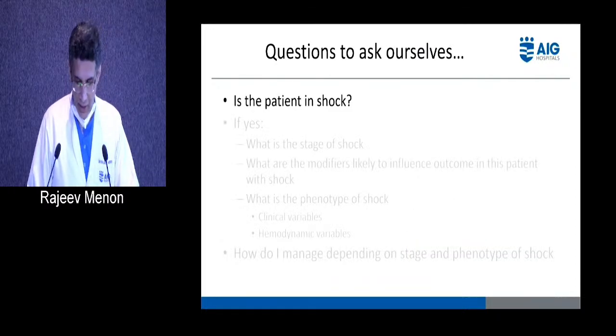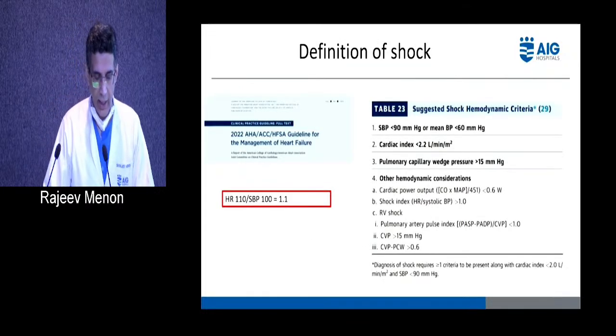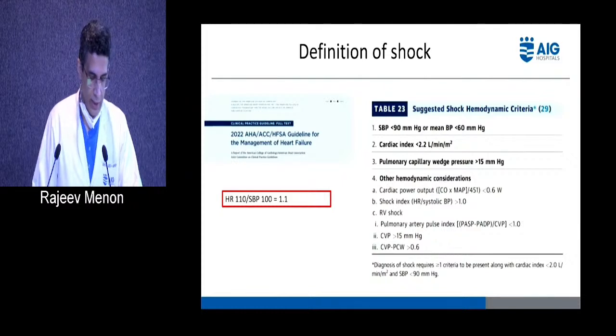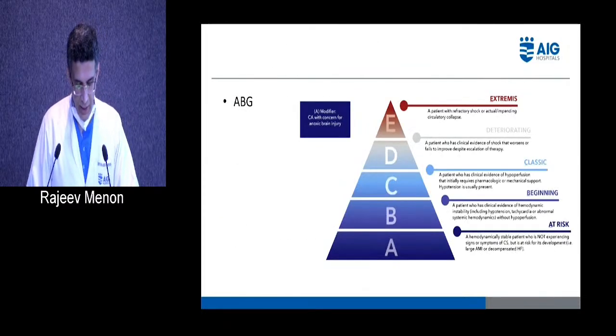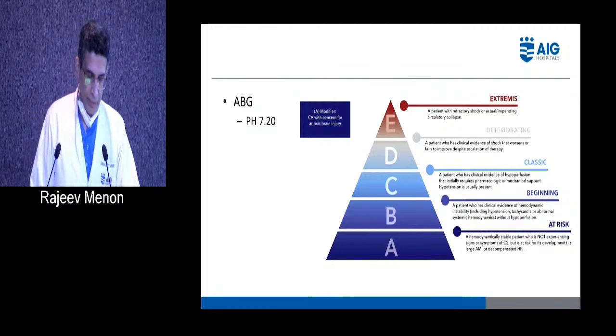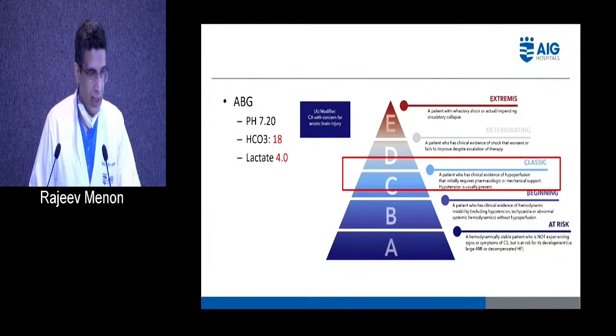So in this particular patient, if you look, the heart rate is around 110 and systolic blood pressure is around 100. So already he is hovering around that shock range. The shock index is more than 1. In this case, we actually did an ABG, and his pH was 7.2, bicarb was 18, lactate was 4. So this patient is actually in class C shock.